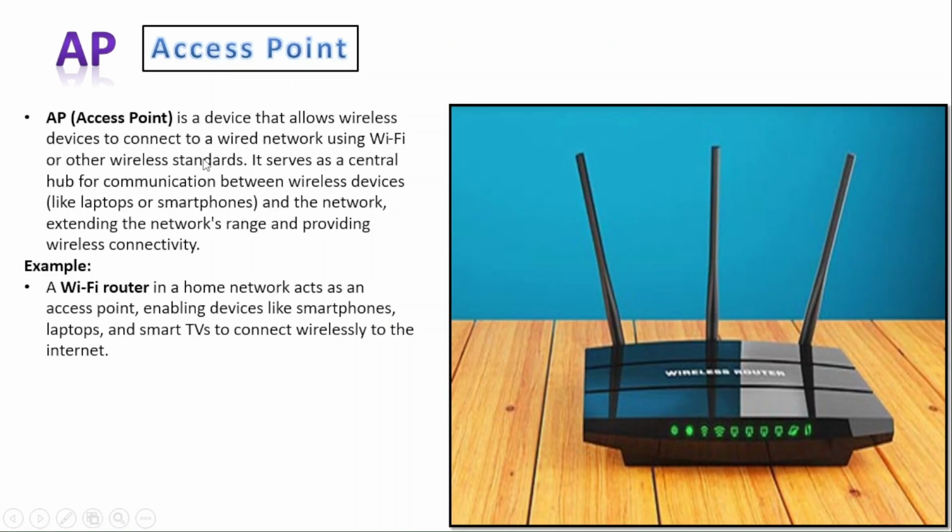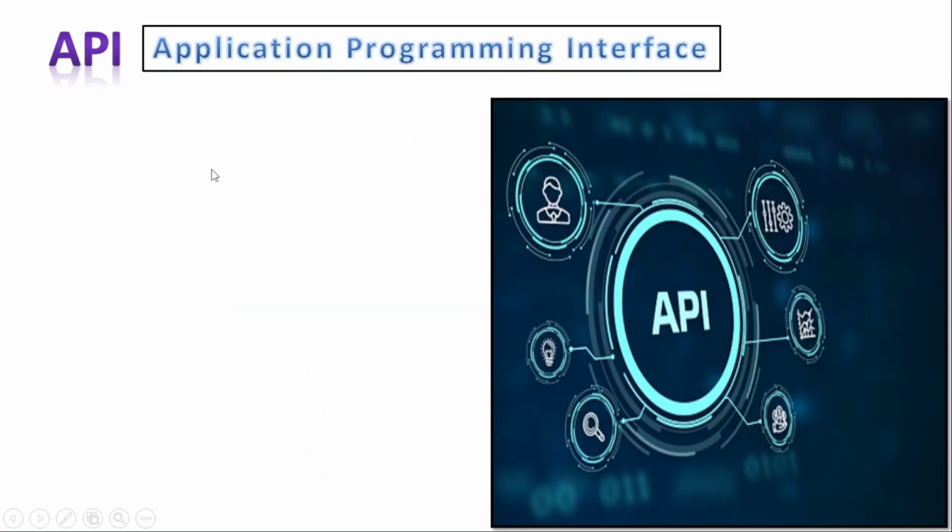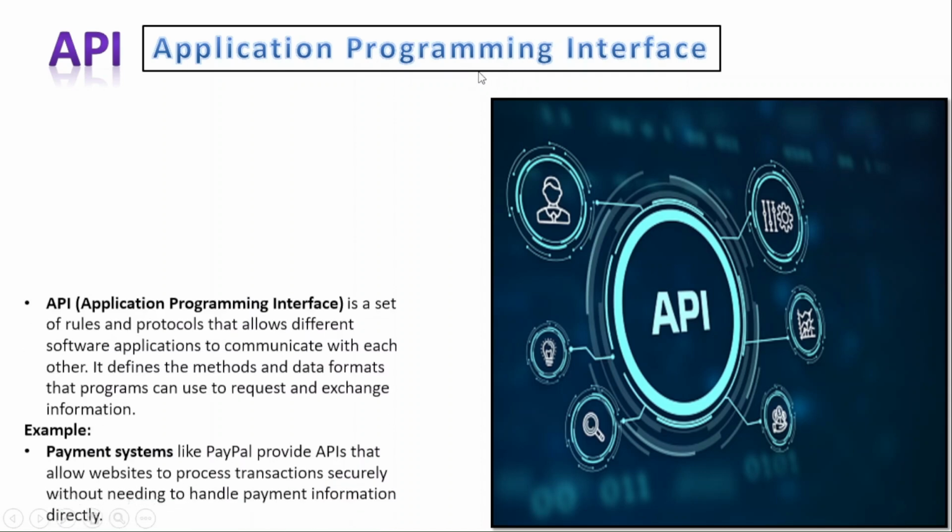AP, that is access point. So an access point is a device that allows wireless devices to connect to a wired network using Wi-Fi or other wireless standards. It serves as a central hub for communication between wireless devices like laptops or smartphones and the network, extending the network's range and providing wireless connectivity. Example: a Wi-Fi router in a home network acts as an access point, enabling devices like smartphones, laptops, and smart TVs to connect wirelessly to the internet.